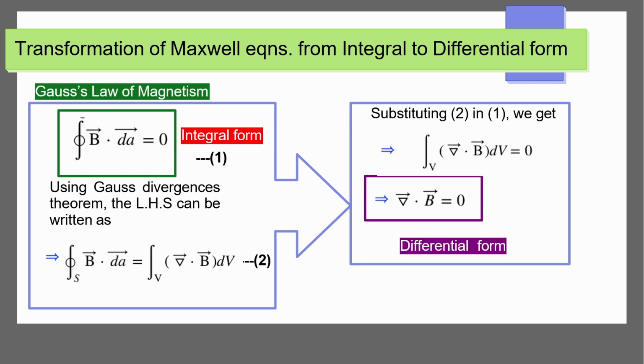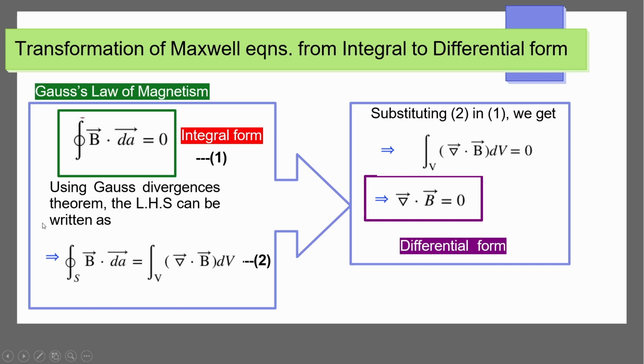Now for Gauss's law of magnetism. Here is Gauss's law of magnetism in its integral form, as we've seen before. Similarly, how we solved Gauss's law for electric fields, we can also use Gauss's divergence theorem here, and we can write the LHS in this form.